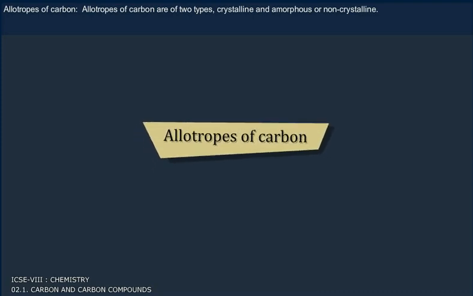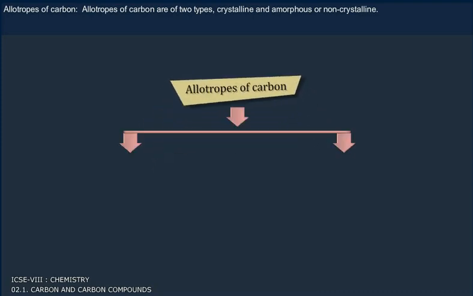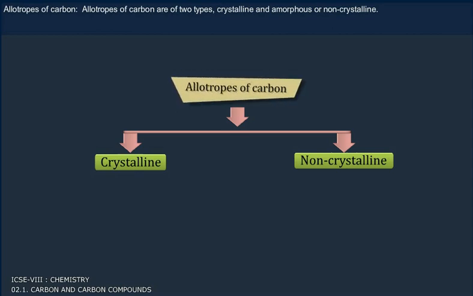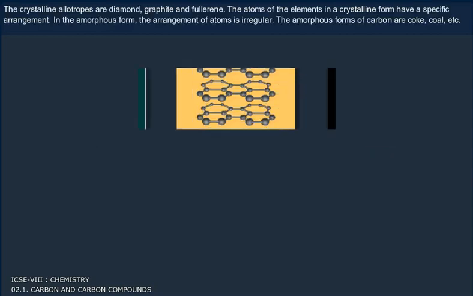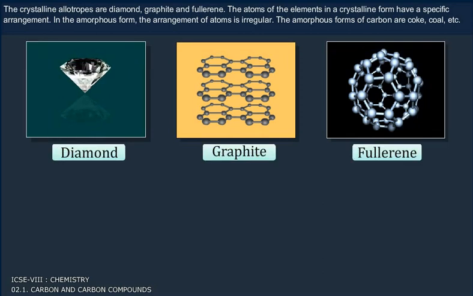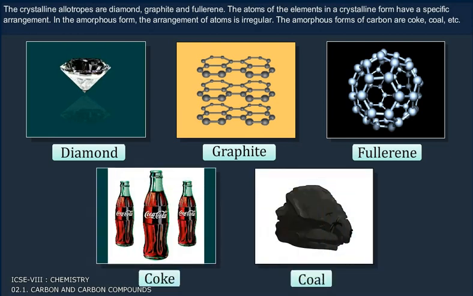Allotropes of carbon. Allotropes of carbon are of two types: crystalline and amorphous, or non-crystalline. The crystalline allotropes are diamond, graphite, and fullerenes. The atoms of the elements in the crystalline form have a specific arrangement. In the amorphous form, the arrangement of atoms is irregular. The amorphous forms of carbon are coke, coal, etc.